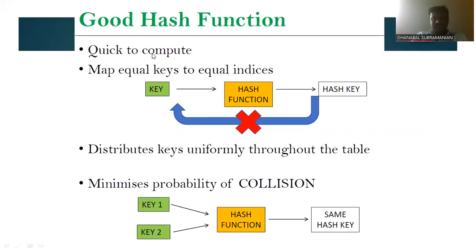Okay. Good hash functions are quick to compute and quick to retrieve the data. Equal keys map to equal indices. Without a hash function it is very difficult to access the data, so you use the hash key to retrieve the data, and minimize the probability of collision. Sometimes more than one element uses the same hash key value, which is called a hash collision. A hash collision is nothing but the same hash key, meaning the same array index, being accessed by more than one element at the same time.